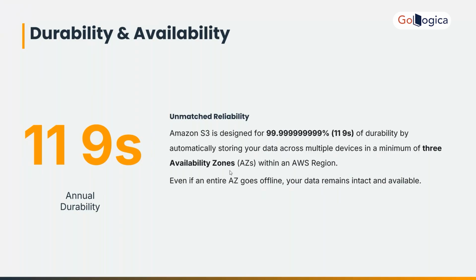If you want to replicate your data across multiple regions, you need to do that explicitly. AWS will never move your data from one region to another. So even if an entire AZ goes offline, your data remains intact and available. That is how your data becomes highly available.